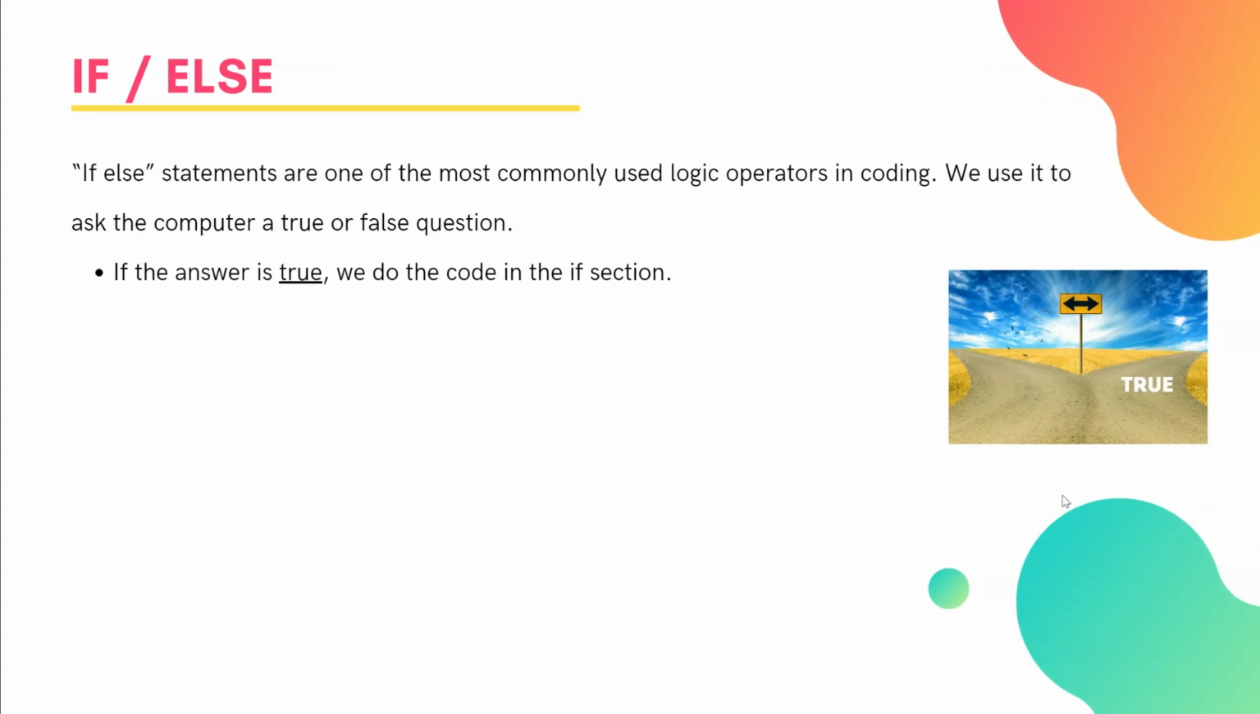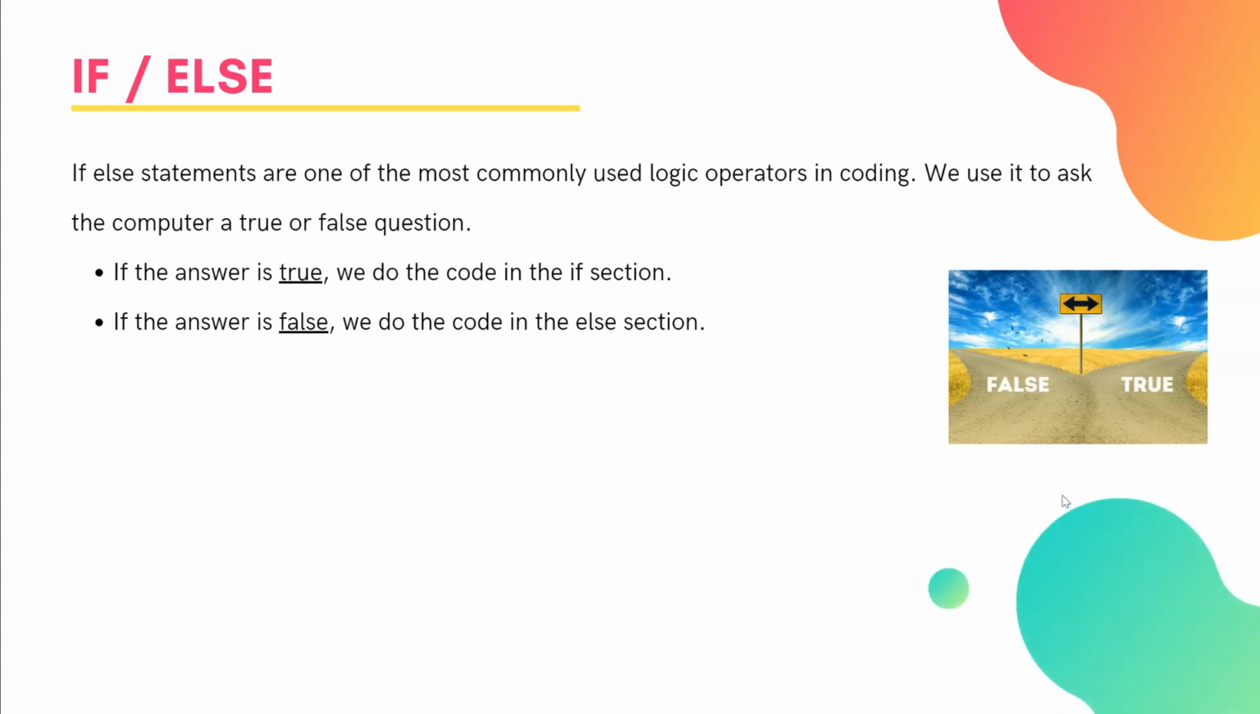With if-else statements, we ask a true or false question. So with an if and an else statement, generally you're asking a true or false statement. You can ask if something's greater than or less than. But to start off with, we're looking at if the answer is true, we run the code in one section, and if the answer is false, we run the code in the other. So let's just look at that a minute.